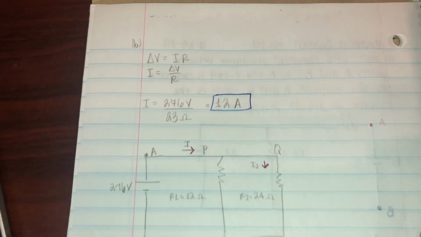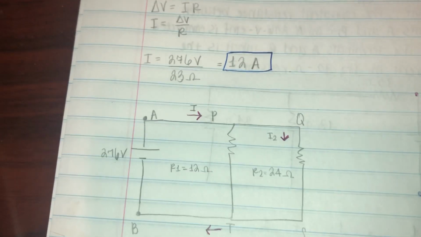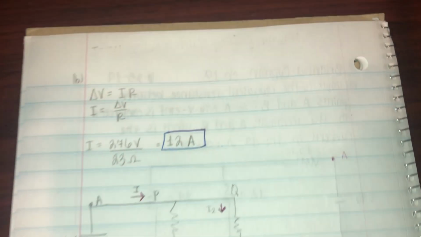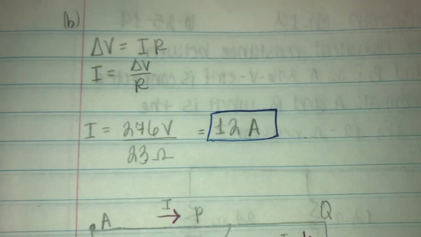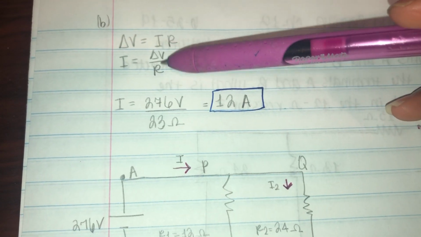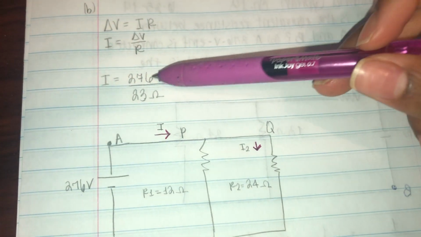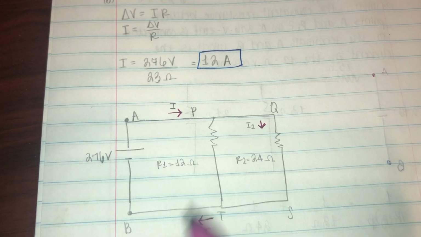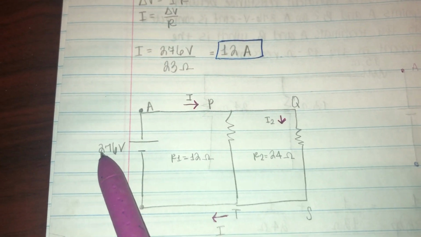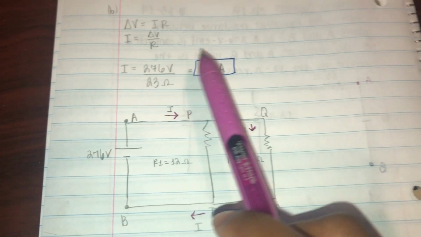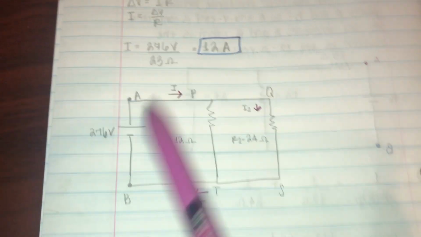So next, for part B, from Ohm's law, the potential difference across the conductor, right here, is delta V equals IR. So we have to rearrange that equation, and I gives us delta V over R. Our delta V for our volts is in the diagram right here too. It's 276 volts divided by 23 ohms. So that gives us 12 amps.